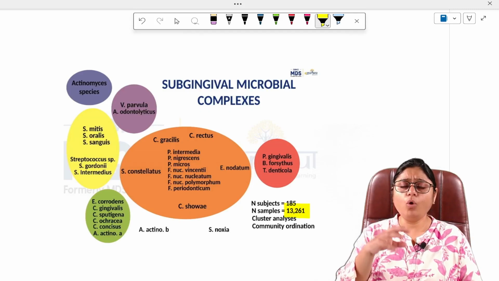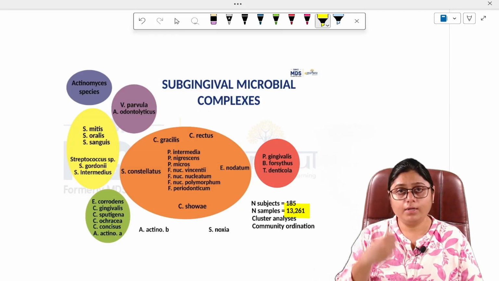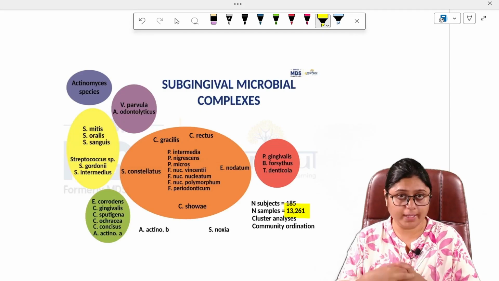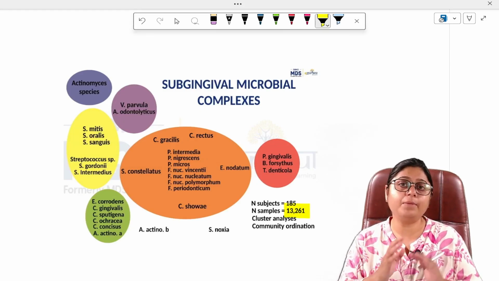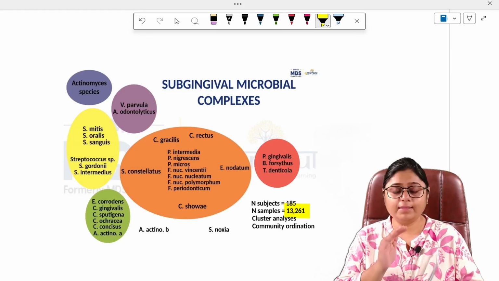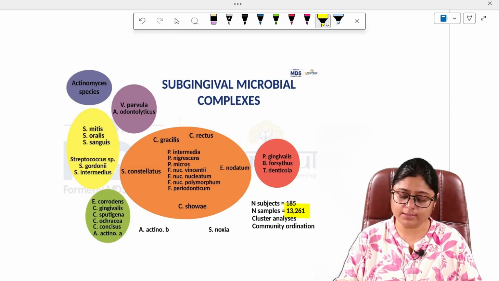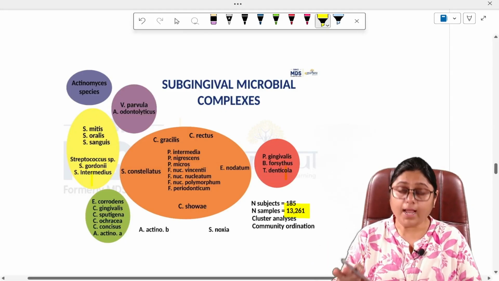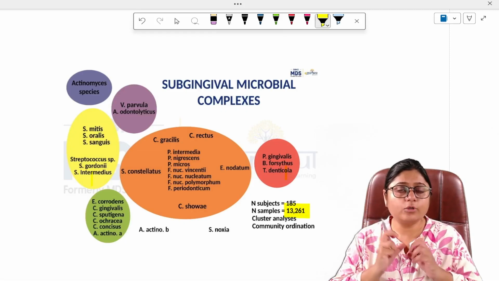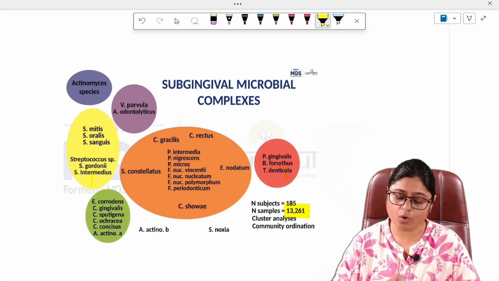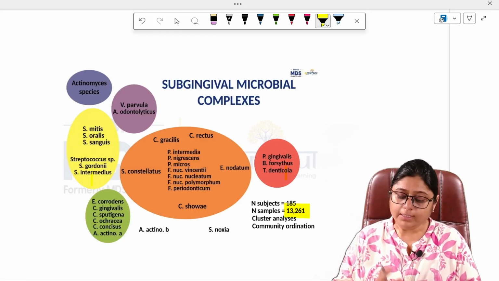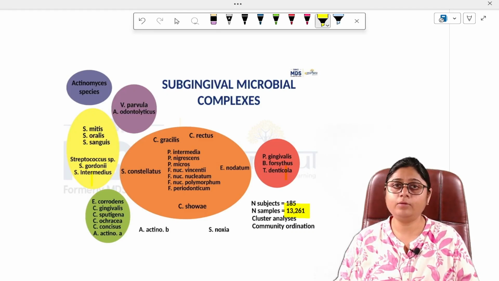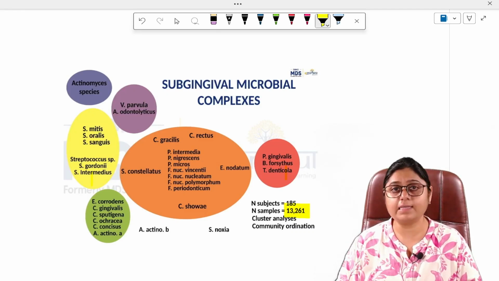And whatever microorganisms were taken together, means the organisms which were obtained together, he clubbed them, he clustered them in one complex. And that's why he has given these different complex colors, and he has grouped different microorganisms accordingly. So, here the microorganisms are divided into early colonizers and late colonizers, or primary colonizers and secondary colonizers.